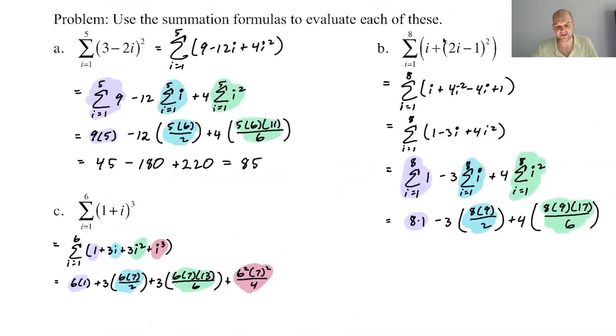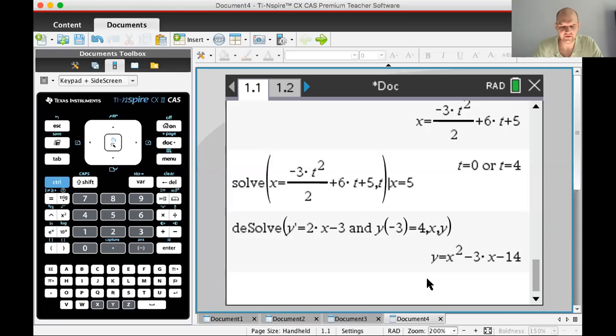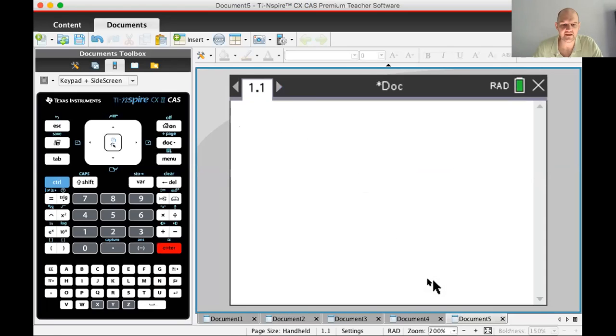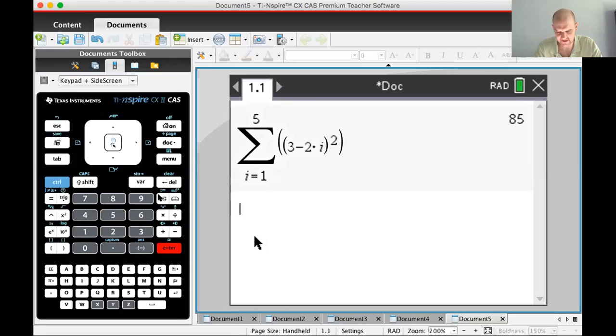The easiest way to check on the calculator is to just do the sums. You don't really need to do anything else, but then you have to check and see if your result works out the same. So on the calculator, first let's do the sum the way that it's given. So i from 1 to 5, quantity 3 minus 2i squared, 85. That's what we got, so that's definitely right. Let's try the next one.